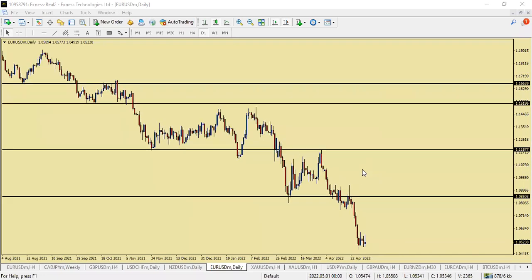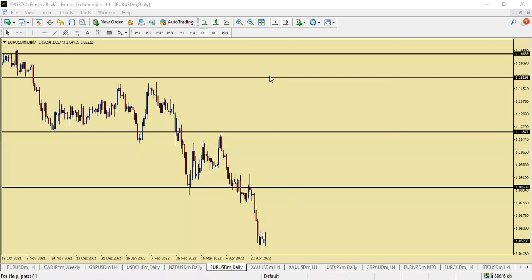Now you've seen what we have marked here. You could see the previous lower low here. You see price corrected up to the previous lower low, a correction up to the previous low. And then we have our strong support here. What was the significance?